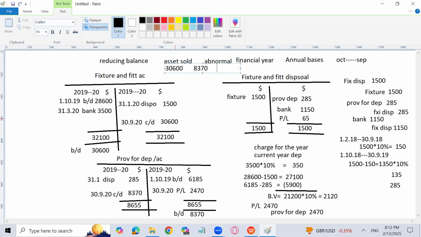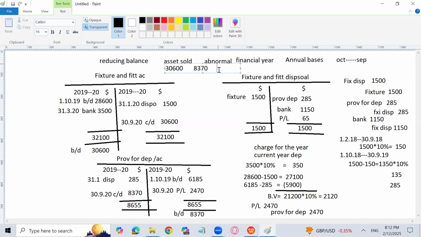If the question will ask you that how you will write the non-current asset section in the statement of financial position, you will do this. Cost at the end, which is 30,600, brought down le lo aakar ke, minus depreciation at the end, which is 8,370. You will subtract the cost with the depreciation. What is the amount? 30,600 minus 8,370. What is the answer?